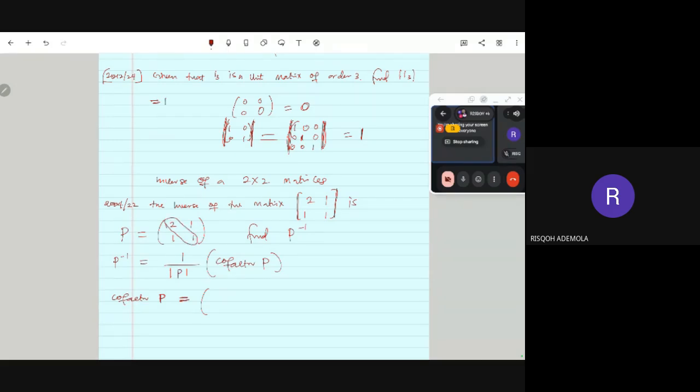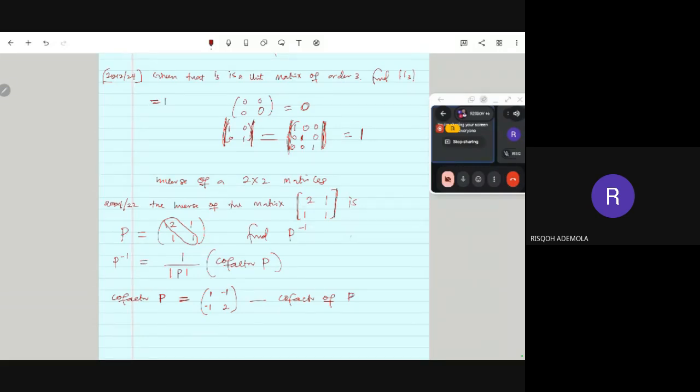You are going to change them. 1 will come up first, then 2 will come down. This one and this one, you just change their sign. If they have a plus before, you change to minus, and if they have a minus before, they change to plus. Do you understand? So this one is called cofactor of P. Don't forget the method.